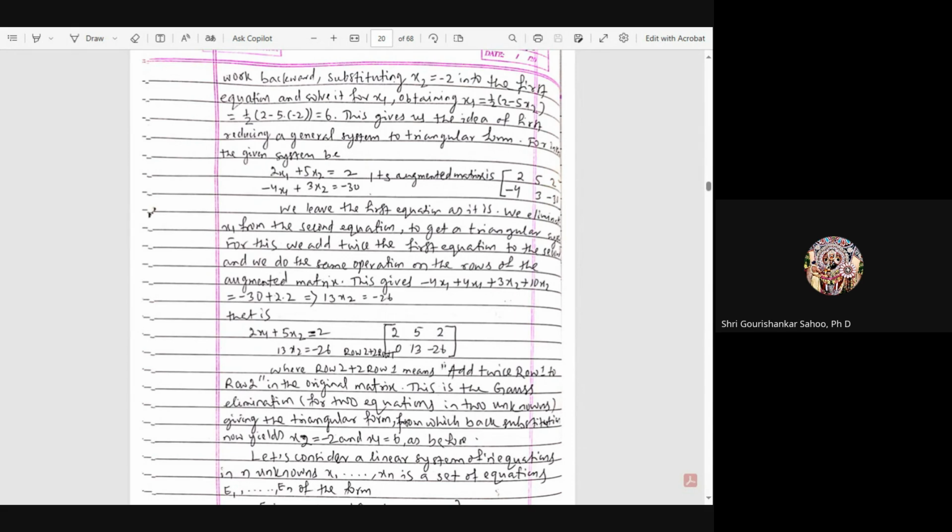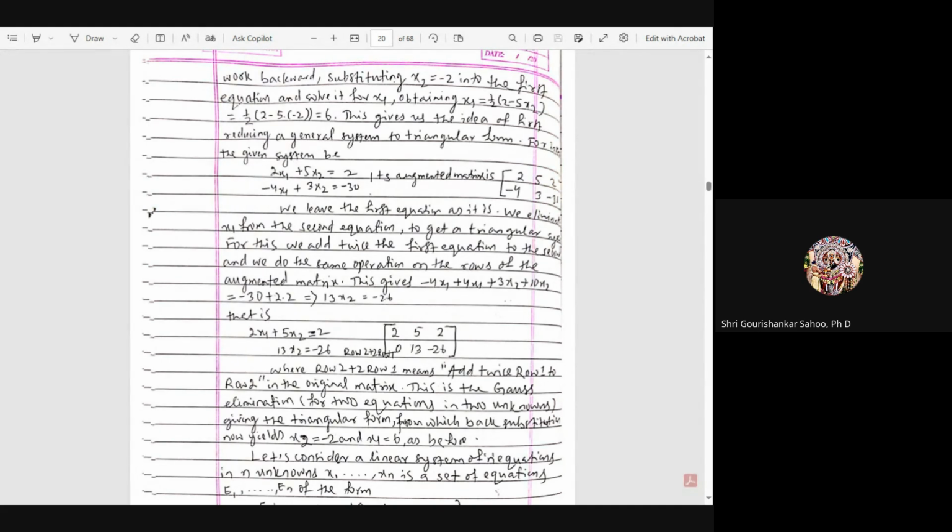And this will give you minus 4x1 plus 4x1 plus 3x2 plus 10x2 is equal to minus 30 plus 2 multiplied by 2. So your 13x2 is equal to minus 26. x1 is being eliminated, and you are left with 2x1 plus 5x2 is equal to 2 and 13x2 is equal to minus 26, because x1 is eliminated by adding row 2 with 2 multiplied by row 1. So your augmented matrix will now become 2, 5, 2, 0, 13, minus 26.